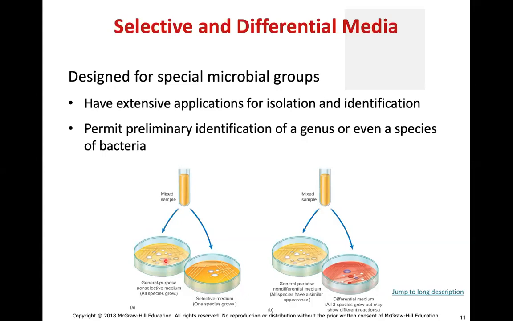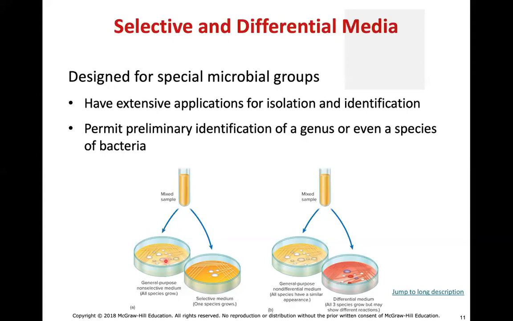So when we're selecting for, say, these particular organisms, we could take a swab and plate it onto a MSA plate, a mannitol salt agar plate. And the only things that really should grow up are staphylococci species because everything else would be inhibited.